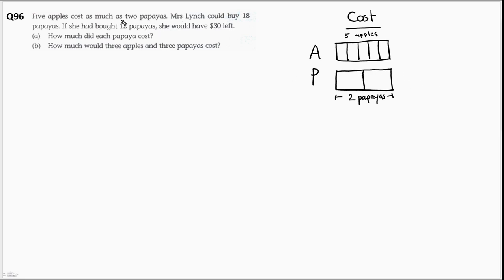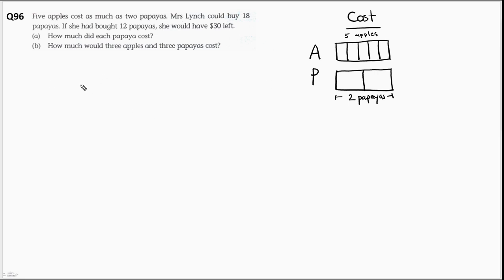Let's go on to this next part. What does it say? It says Mrs. Lynch could buy 18 papayas. That means if she spent all of her money, she could afford to buy 18 papayas, is what that's telling us. But it says if she bought 12 papayas, she would have $30 left.